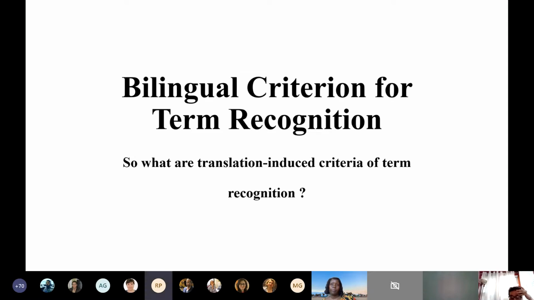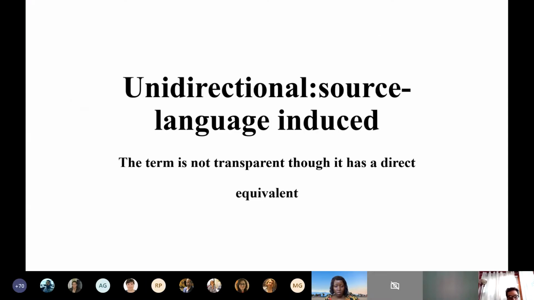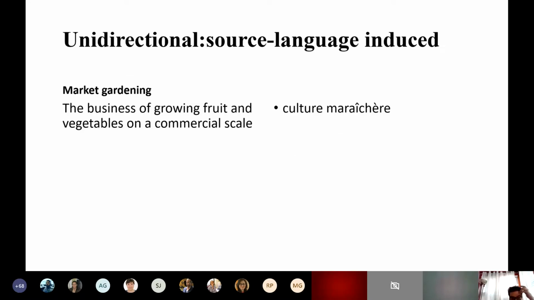So this is what I call translation-driven or translation-induced criteria for term recognition. There is a unidirectional criterion and a bidirectional criterion. The unidirectional criterion has two sides, source and target. There is a source direction and a target direction. The source language induced, now I am in the bilingual mode. The bilingual sub-mode of this is source language. It means that the term is not transparent, though it has a direct equivalent.